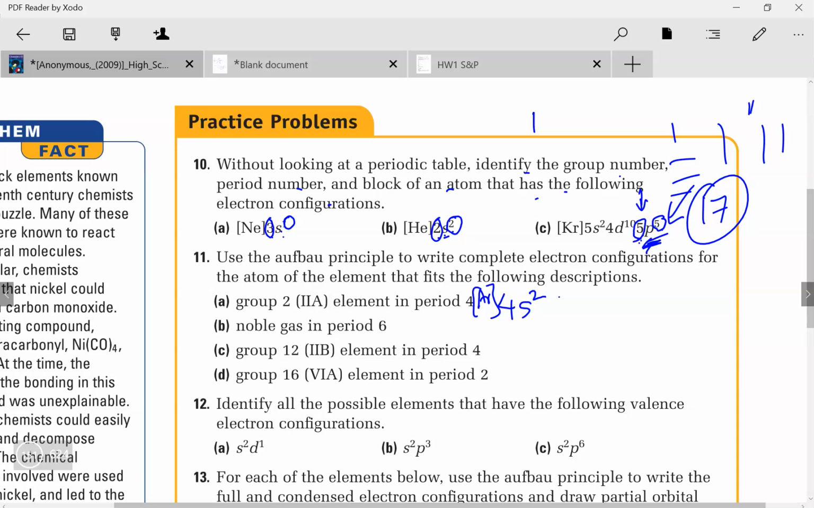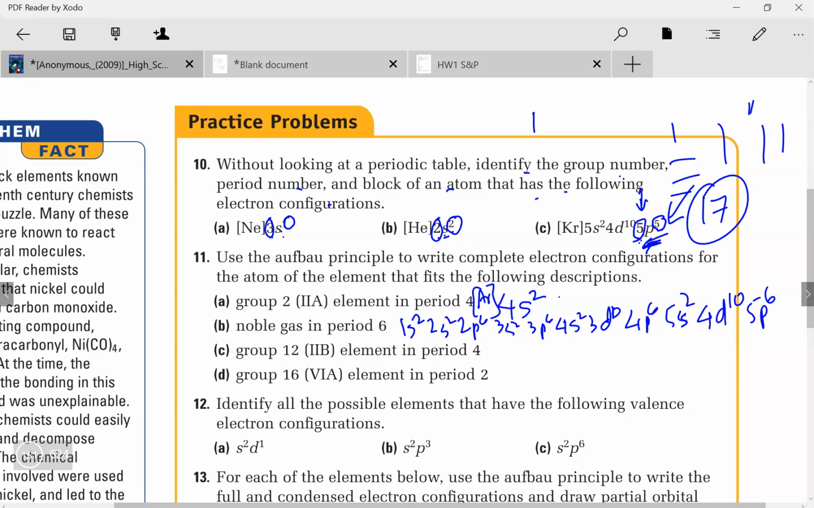Noble gas in period 6. Oh dear, that's going to take a while to write the complete one, but you would say 1s2, 2s2, 2p6, 3s2, 3p6, 4s2, 3d10, 4p6, 5s2. I think next comes 4f14. Does it? No, I don't think so. That's too high. This is a 5, so 4f14 doesn't come here. 5s2, then I do 4d10, 5p6.